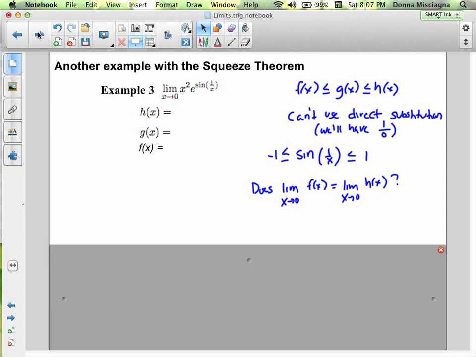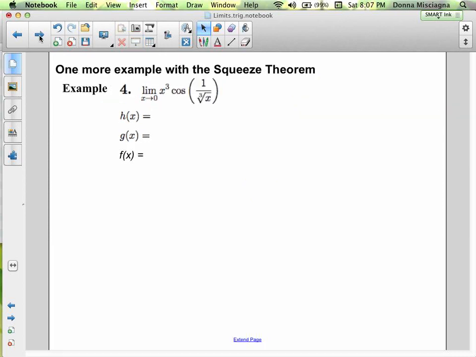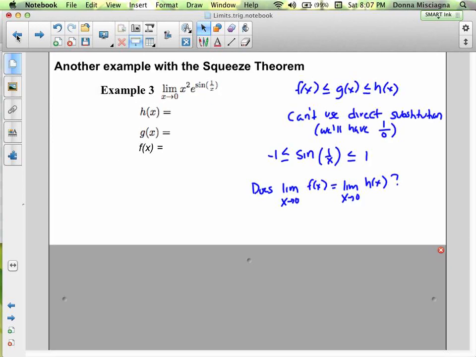I think this is my last example. No, it's my second to last example. All right, so we want to find the limit as x approaches 0 of x squared e raised to the sine of 1 over x. You can see you cannot plug in 0, right? Then I have 1 over 0. You can't take the sine of 1 over 0. That's not a number. It's undefined.